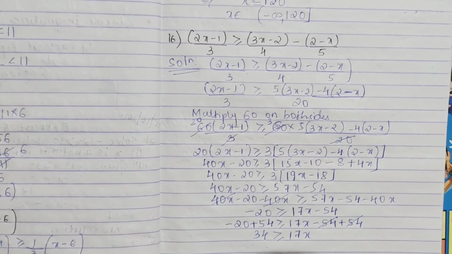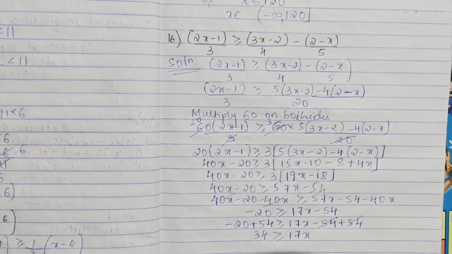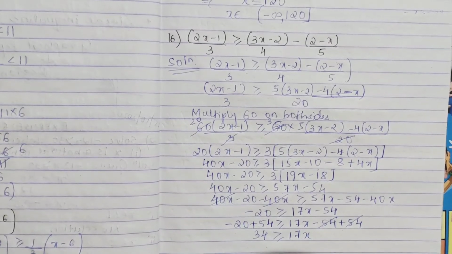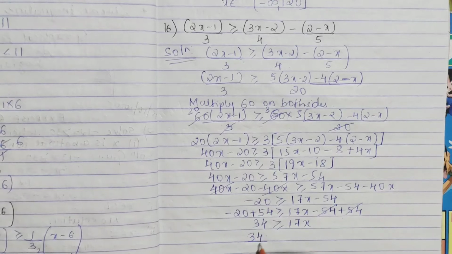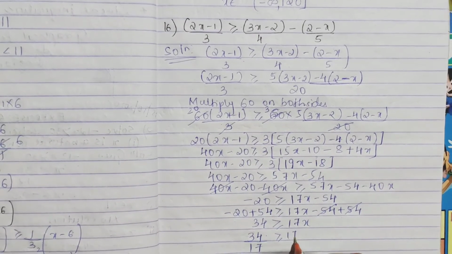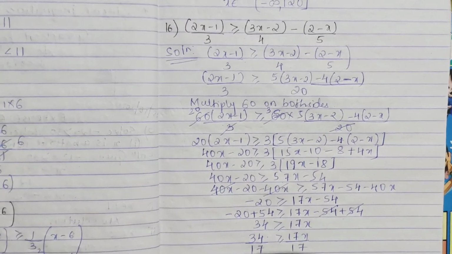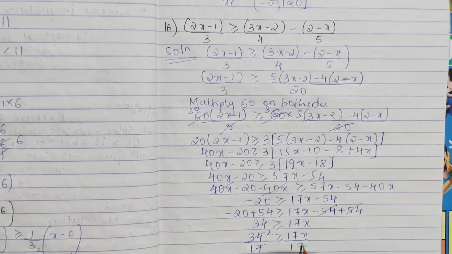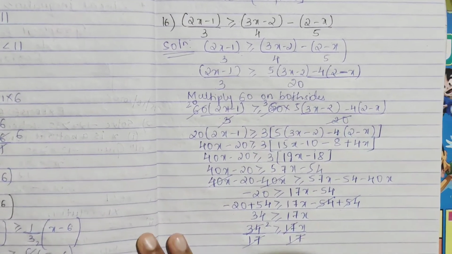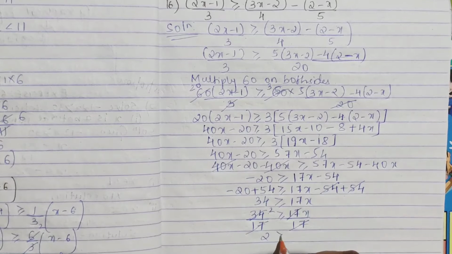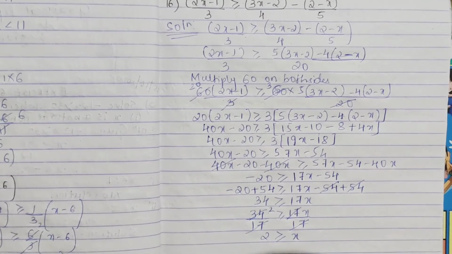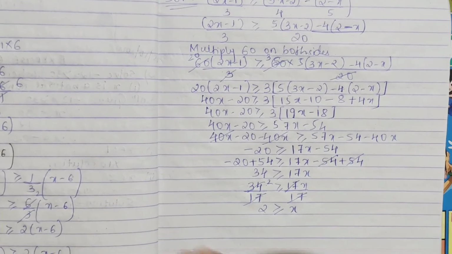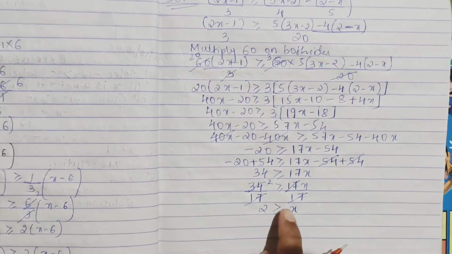So dividing by 17 on both the sides, because we want the x value. So 34 by 17 greater than or equal to 17x by 17, right? 17 ones are 17, 17 twos are 34. So it is x less than or equal to 2, or you can say 2 greater than or equal to x. So here the x value is what? It is less than or equal to 2.